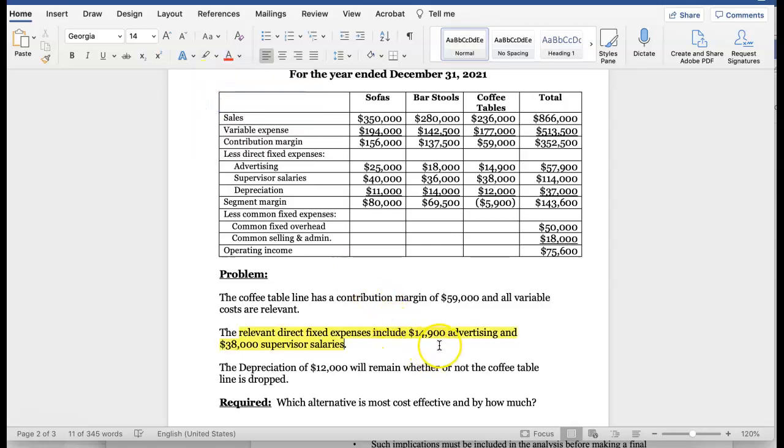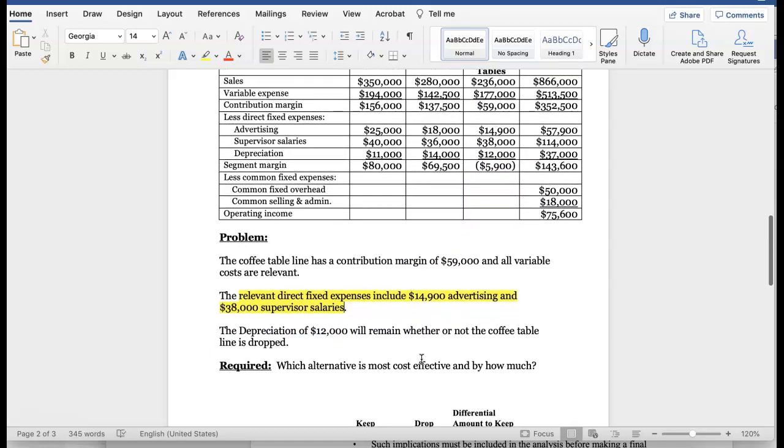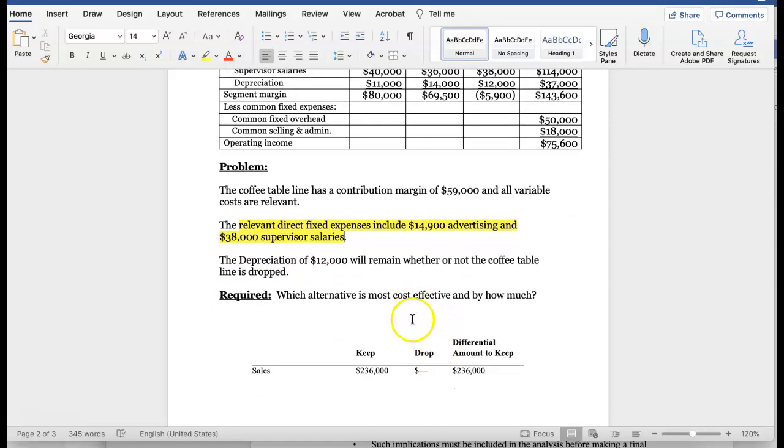They would be $14,900 of advertising and $38,000 of supervisor salaries. In other words, if we drop coffee tables, we will eliminate the advertising as well as the supervisor salaries, but the depreciation remains whether or not we keep or drop it. So the only relevant costs we're going to look at here are advertising and salaries for the supervisors. The question posed to us is, which alternative is most cost effective and by how much? Let me show you how I would analyze this.